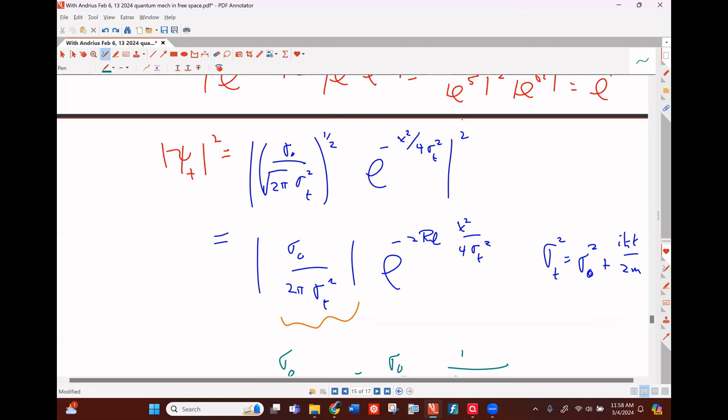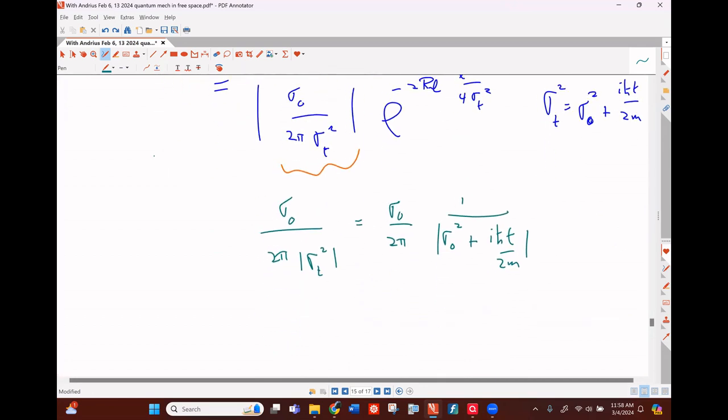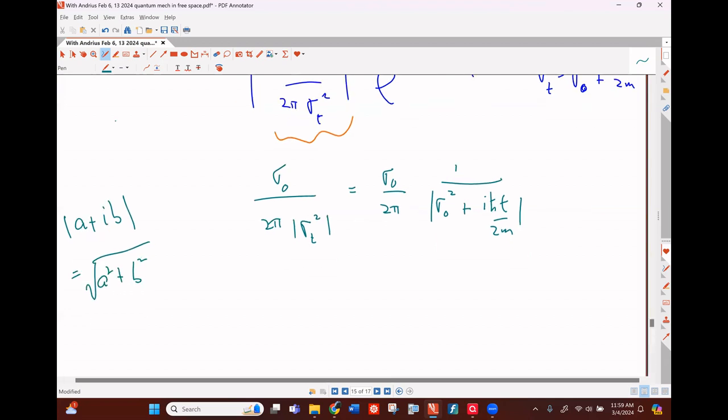No, we just have to be careful about our algebra. How do you take the modulus of a real number plus an imaginary number? That's equal to the square root of a squared plus b squared, just the Pythagorean theorem. So we'll take this sigma naught over 2 pi times 1 over sigma naught to the fourth power plus h squared t squared over 4 m squared, to the 1/2 power.